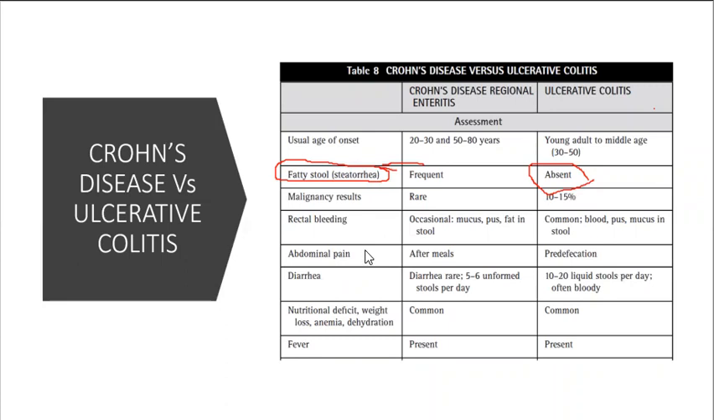Again, if you look at bleeding, bleeding is actually common with ulcerative colitis. You could see blood, pus, and mucus in the stool. One other important thing we want to look at is, when does this patient complain of pain? With Crohn's disease, they usually complain of pain after meals, whereas with ulcerative colitis, they will complain of pain before they use the toilet. And finally, with diarrhea, with ulcerative colitis, you would see upwards of 10 to 20 liquid stools per day, and it's often bloody.